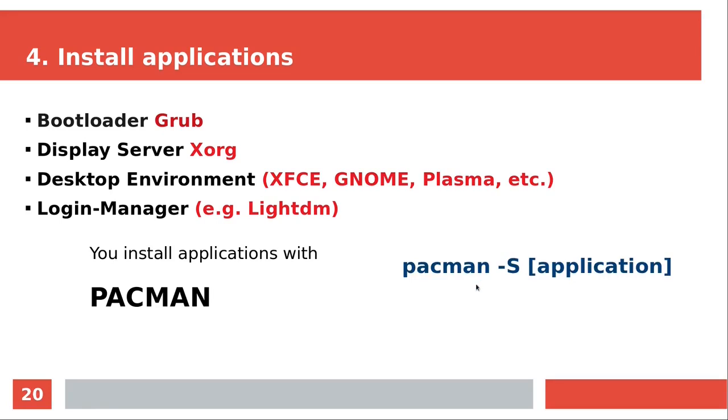The command is pacman -S and then the name of the application you want to install. For example, if you want to install XFCE, you have to put in here xfce4. If you want to install GIMP, you have to put in gimp. I know there's a lot more you have to do when you install Arch, but I wanted to show what are the 4 main steps for the installation of Arch.